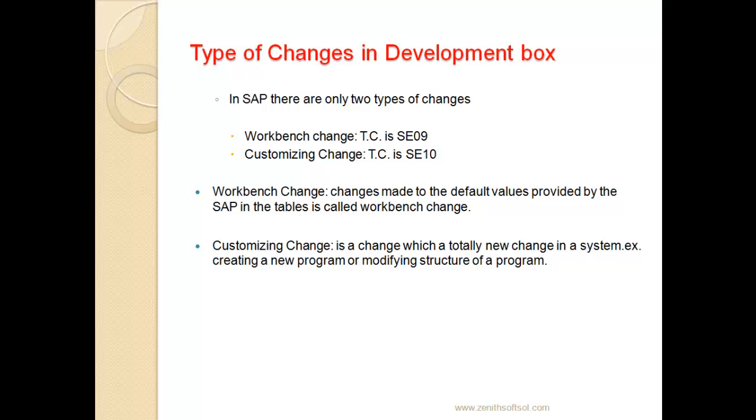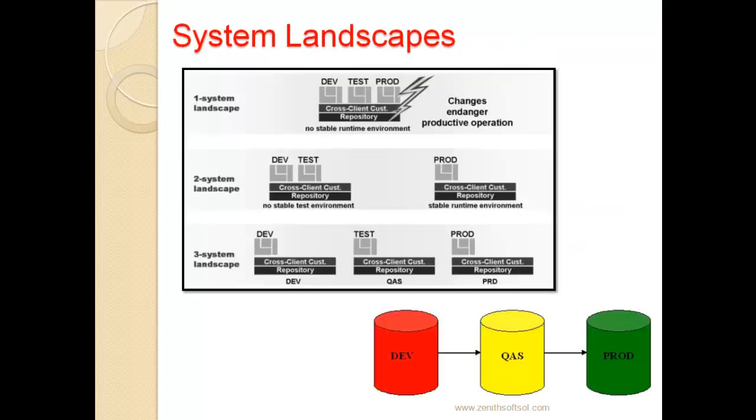So once the customization is done, the data will be imported from the development system to the quality system for testing, where the test team will start testing those objects. Once the testing is done successfully, the objects will be moved to the production system. This is how the typical three system landscape works.